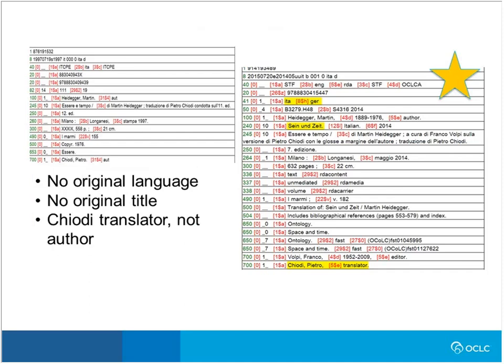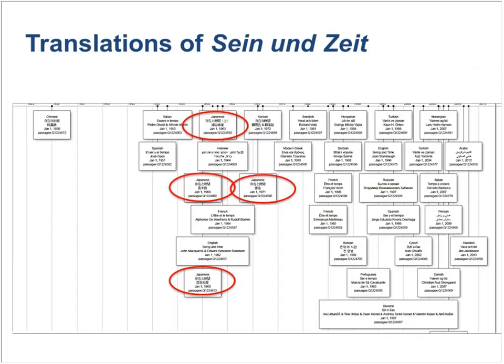On the right, there's a much richer record for a later Italian translation, also by Chiodi, and here the original language is identified as well as the original title. And there is an added entry for Chiodi, correctly identified as the translator, and we can consider this as a gold standard for representing a translation in MARC. But as long as some records accurately reflect this information, we can assert the correct relationships for the records that lack the information. However, there are many translations where we are not able to do this from WorldCat alone.